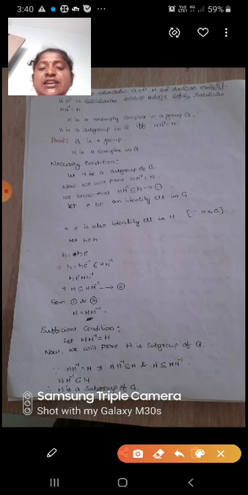Next sufficient condition, let H into H inverse equal to H. Now we will prove that H is a subgroup of G.